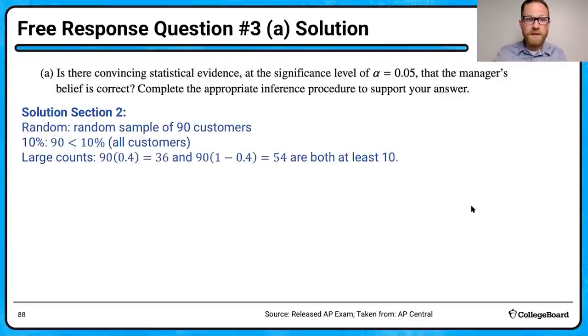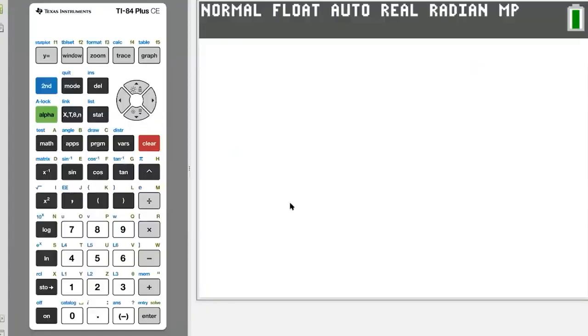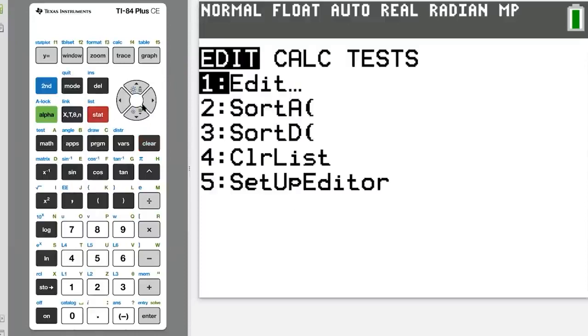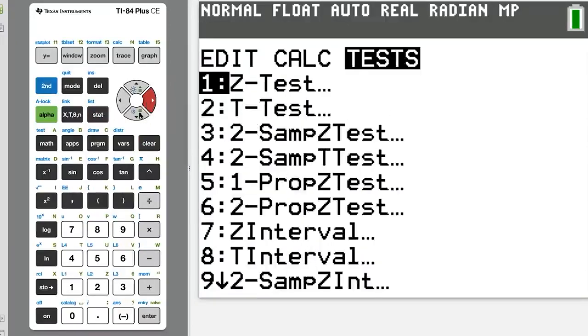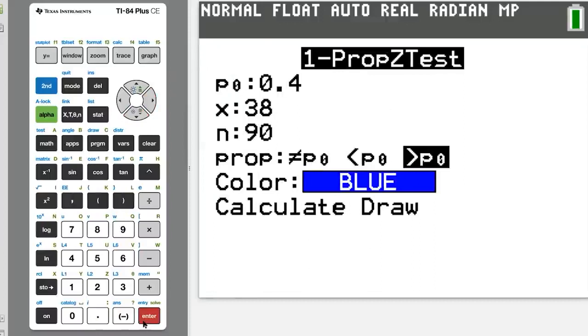Now, the other thing that we need to do in section 2 is to give the test statistic and the p-value. And so I'm going to jump over to the calculator. Now, you could do this by hand with a formula, but I'm going to use the calculator to find those two values by going to stat and then over to tests.